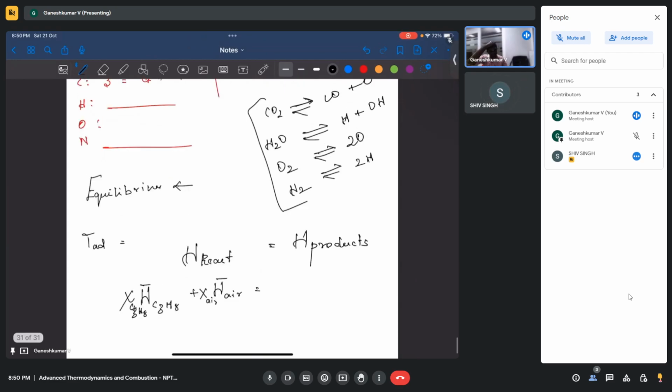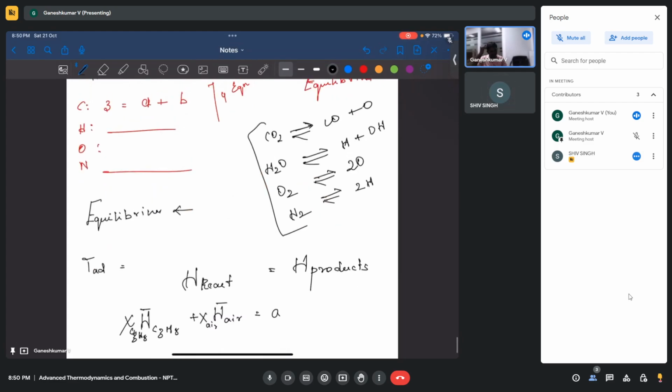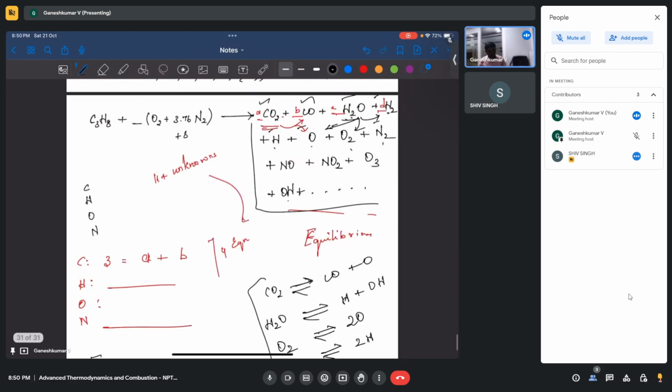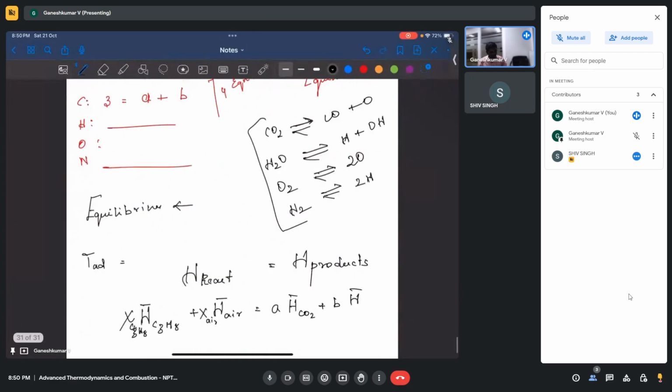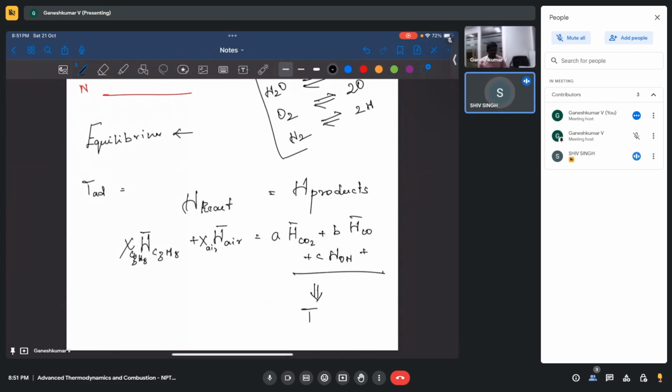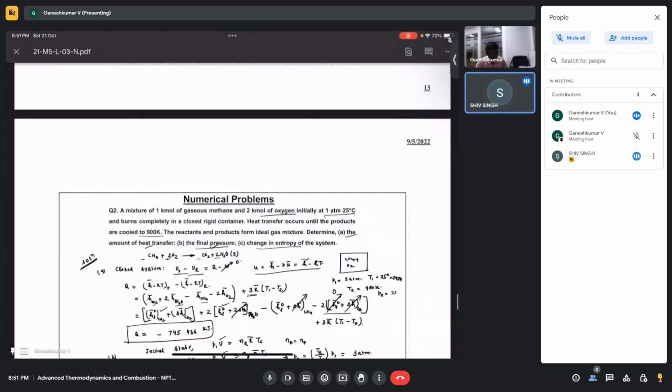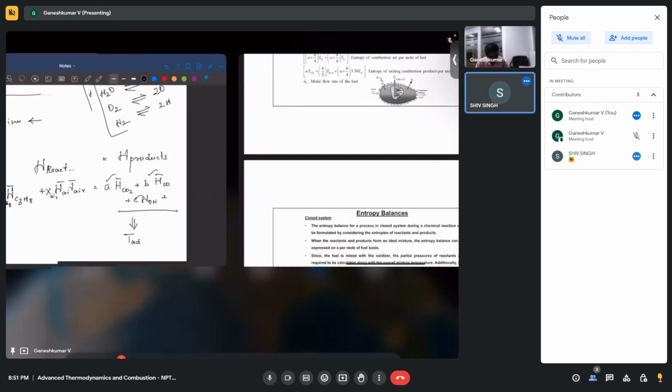Similarly, for products, if you want to write, it's going to be A times H of CO2, B times H of CO, plus H of H2O. All these things will come, and this is going to give you T adiabatic flame. So basically, you do equilibrium analysis to find A, B, C, and then you find the adiabatic flame temperature. That detail is not really discussed here.